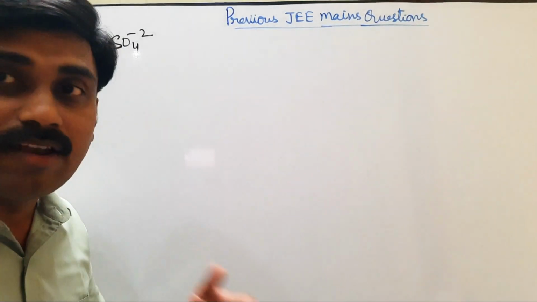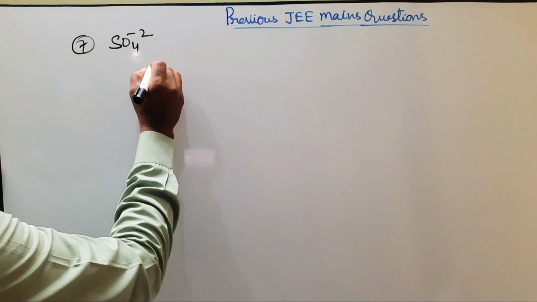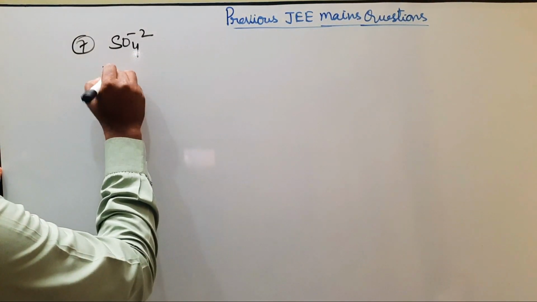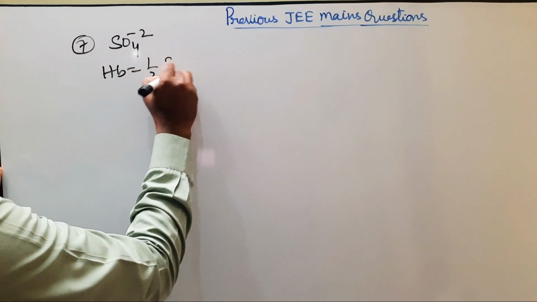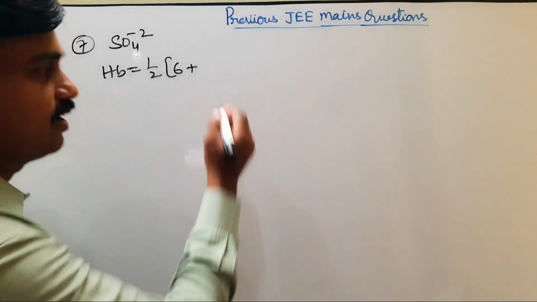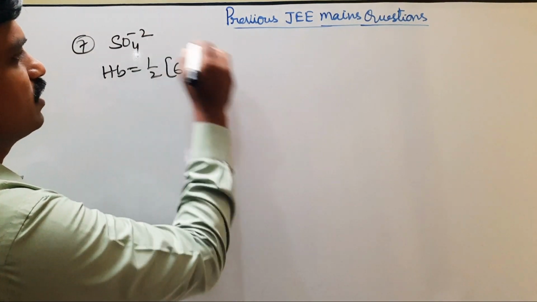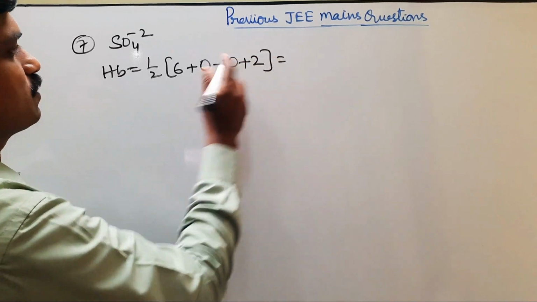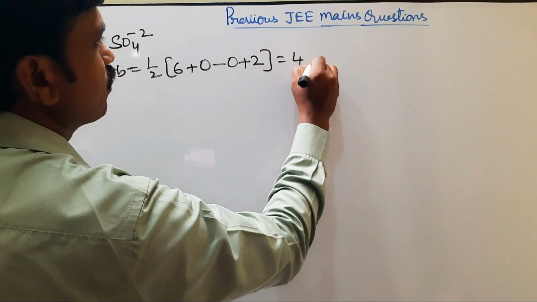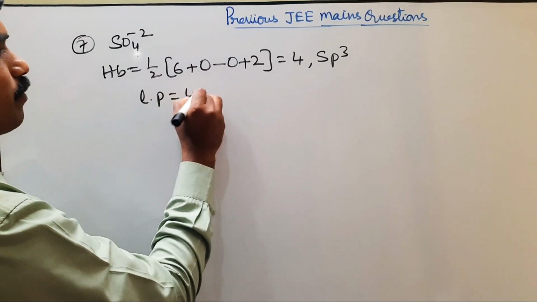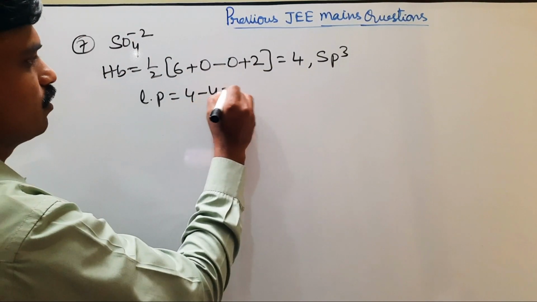Look at the next one, sulfate ion SO4 2 minus. Here we have to identify the hybridization and structure. Hybridization is equal to half into sulfur valence electrons 6 plus surrounding monovalent atoms. Oxygen is divalent, that's why 0, minus charge on cation here 0, and charge on anion is 2. So 6 plus 2, 8, 8 by 2, 4. It undergoes sp3 hybridization. Lone pairs is equal to obtained pairs 4 minus surrounding atoms also 4, 0.